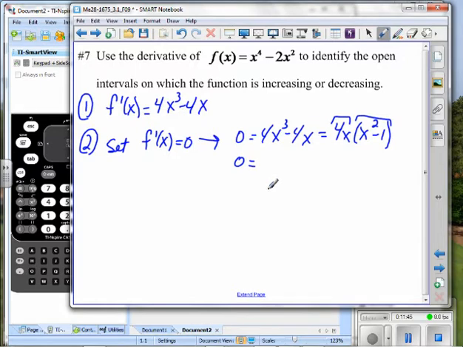Either one could be? Okay, because I don't know which one for sure. So if the 4x is my 0 factor, then that means x is 0. If, by chance, the x squared minus 1 is my 0 factor, then I've got x minus 1 and x plus 1. Which of those factors is going to make my product 0? Kevin, which one? X minus 1 or x plus 1?